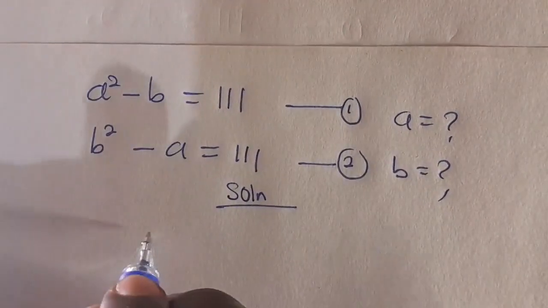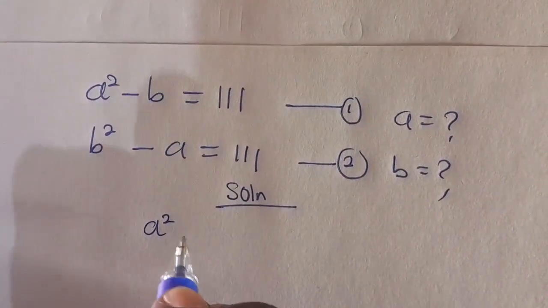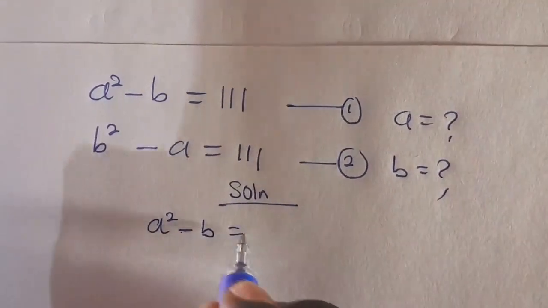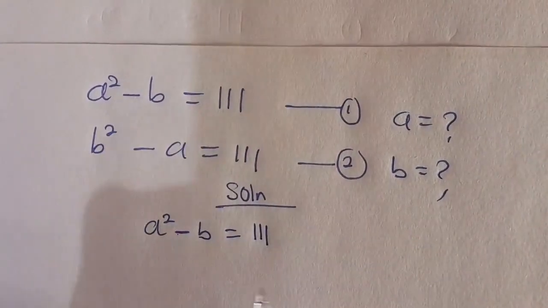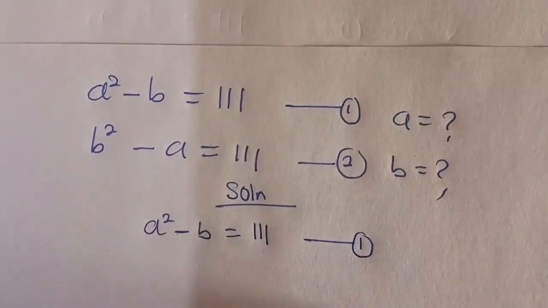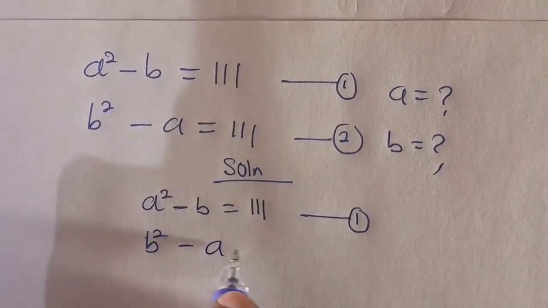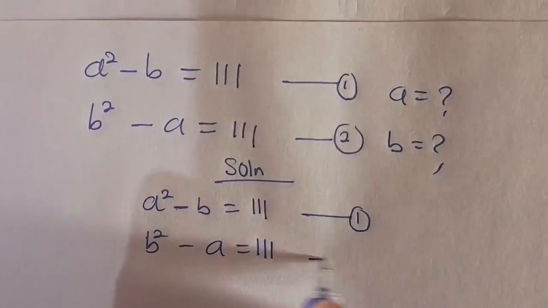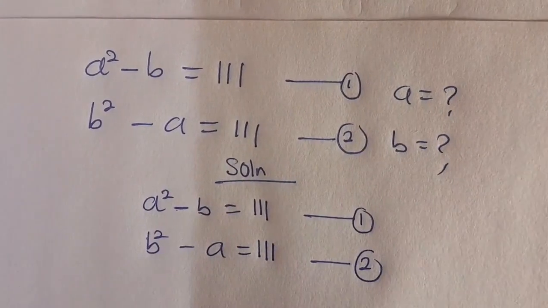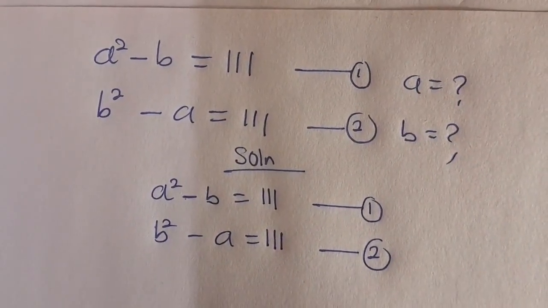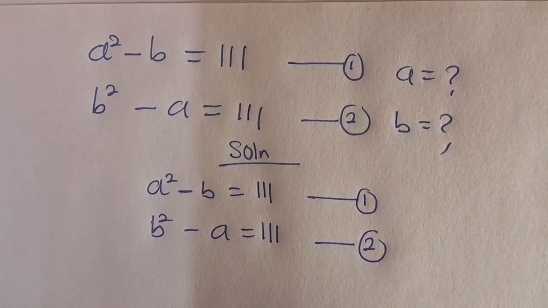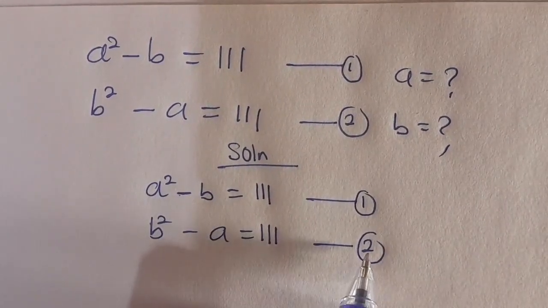From here we have a squared minus b equals 111. We name this as equation 1. Then we have b squared minus a equals 111. We name this as equation 2. So guys, to solve this problem easily, we should subtract equation 2 from equation 1.